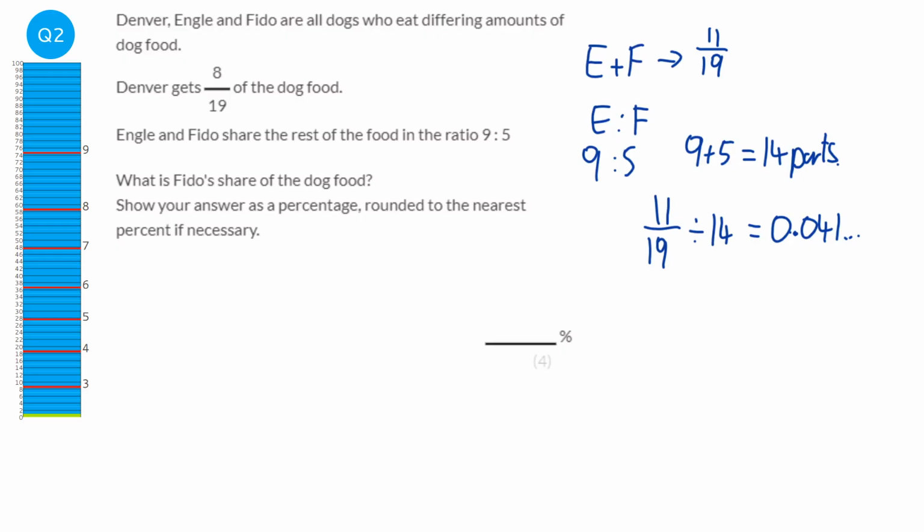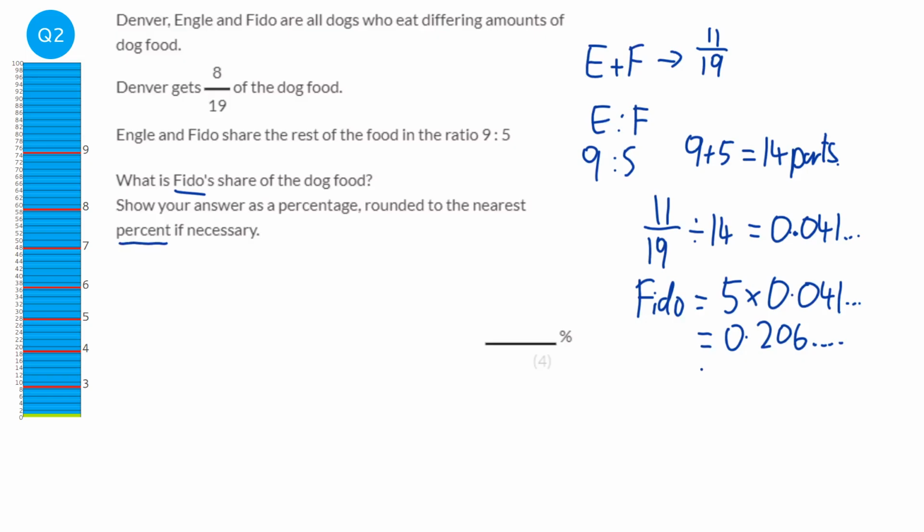And we're asked to find Fido's share. Well, Fido has 5 parts, each of them worth 0.041... I've kept it in my calculator to keep the accuracy. And when I do that, I get 0.206... Now we're asked to work it out as a percent.